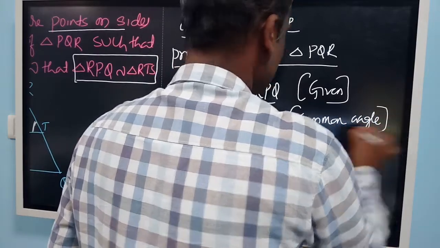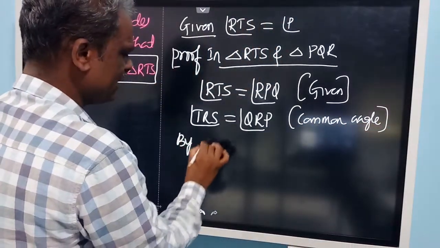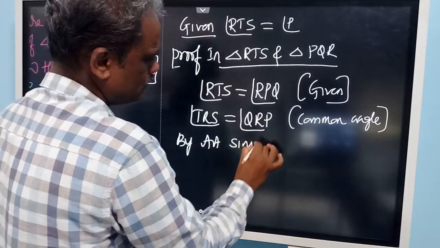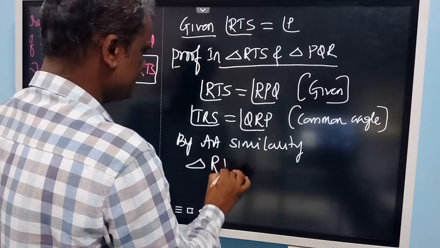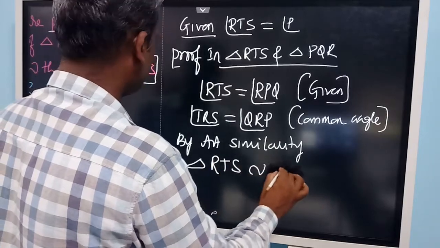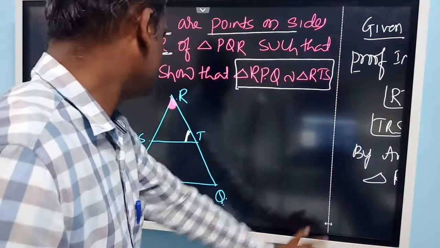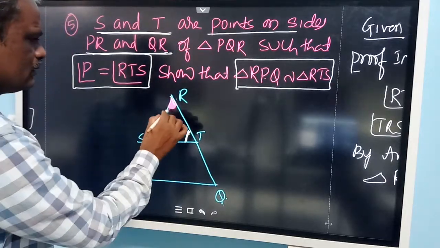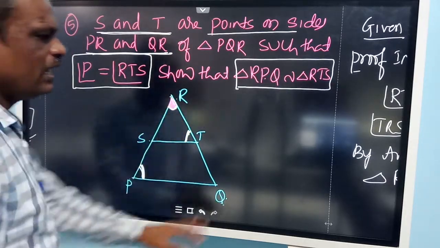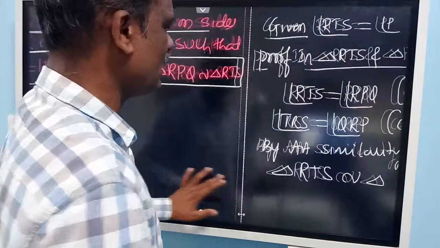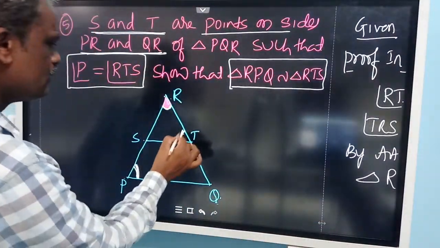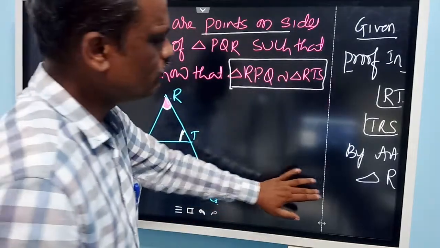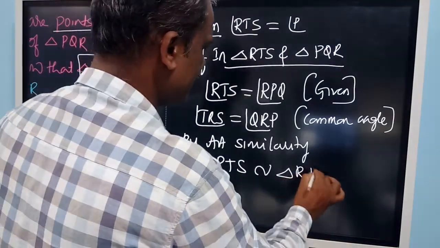So common angle. Therefore by AA similarity, triangle RTS is similar to triangle C. For R, same angle R. In place of R, you have to write R only. In place of T, T is equal to P, so in place of T, we have to write P.